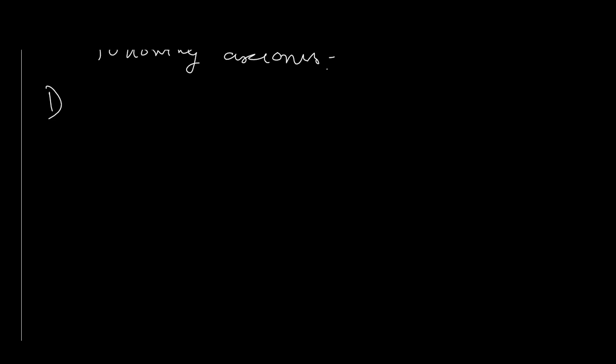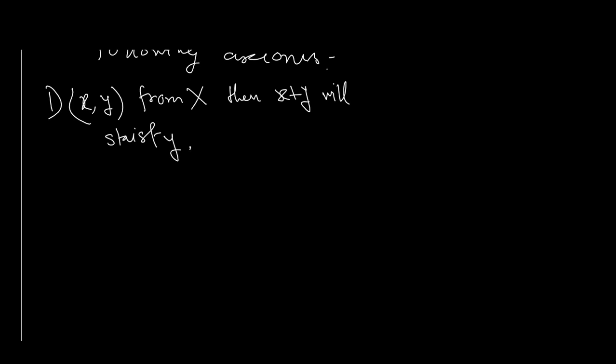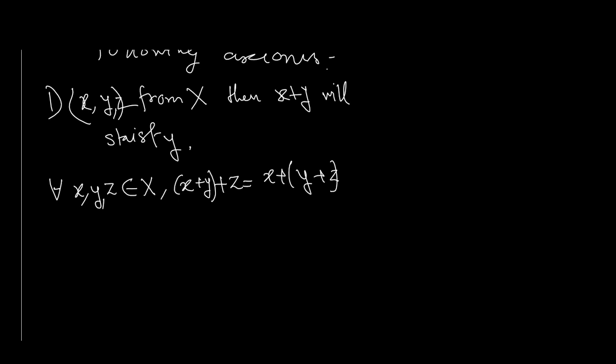So the first operation, addition. How to define addition? If we take a pair x, y from X, then their addition will satisfy, or you can take x, y, z also, that for all x, y, z belonging to X, (x plus y) plus z is equal to x plus (y plus z). This is called the law of associativity.